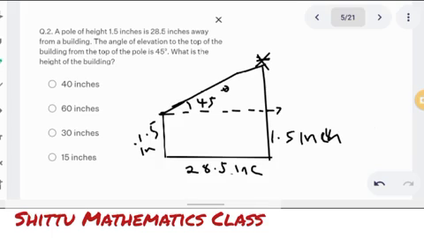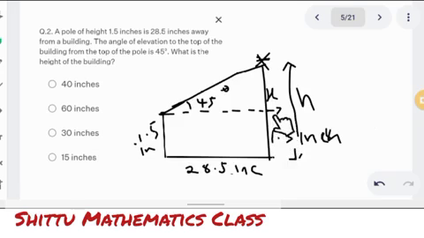Let's say we have all of this like this. From the top here to the bottom here we are going to have h, and let's say this place is x. So far, from here to this place is 1.5, that is the height of the pole, because this forms a rectangle. That is why the opposite sides of a rectangle are equal. That's why I have 1.5 inches here.